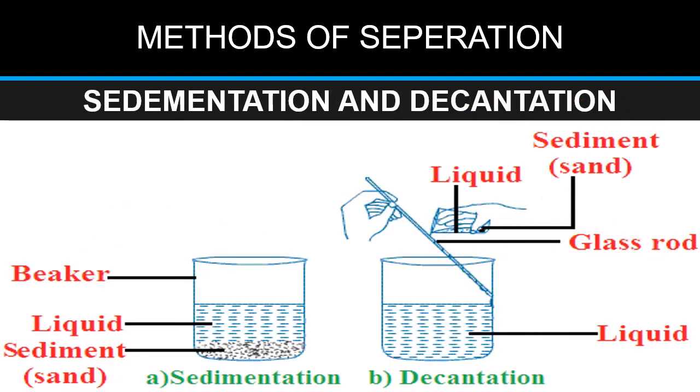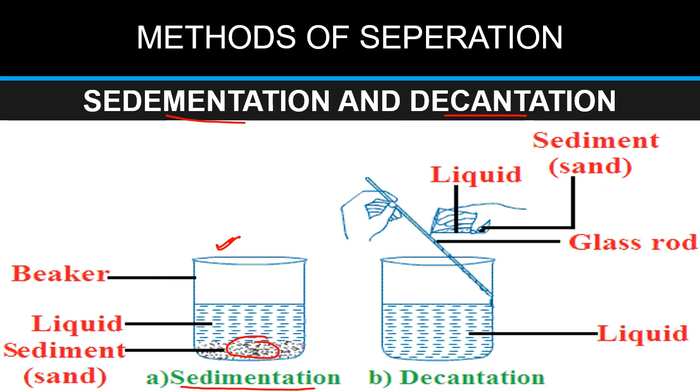Next method is sedimentation and decantation. This is another method used for separating insoluble particles from a liquid. In this method, the liquid with insoluble solid is kept undisturbed for some time so that all the solid particles can settle down. This process is called sedimentation.